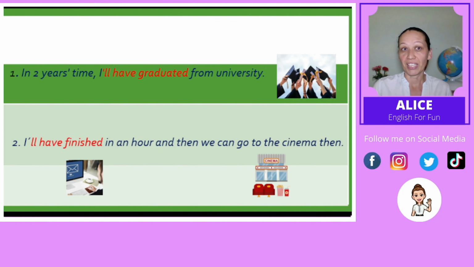The next example is, in 2 years' time, I'll have graduated from university. So it means I'm studying now. So in 2 years' time, I will finish my degree. I will have graduated from university.